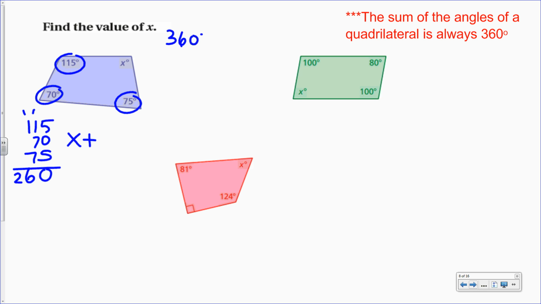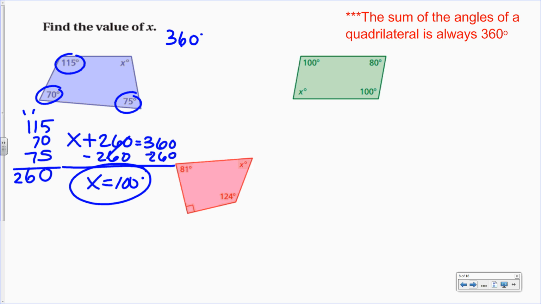So you know one value plus 260 has to equal 360. And we would just subtract that 260 to find our solution, which would be 100 degrees. So that's how you find a missing side. Please pause and find the values for the next two, and then you can turn it back on.